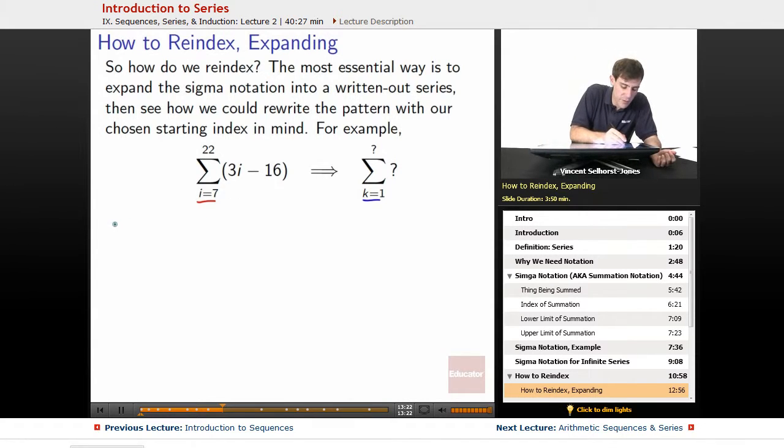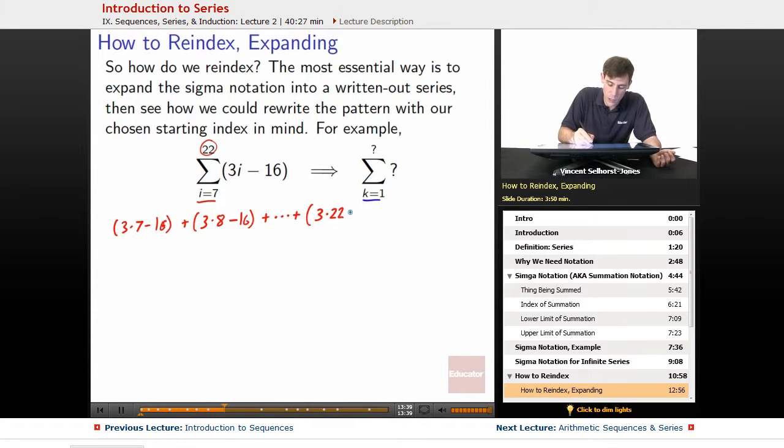So if it's i equals 7 first, then we'd have 3 times 7 minus 16. Next thing would be plus 3 times one step up, 8, minus 16. Plus, it'll continue in this form, and 3 times our final upper limit, which is 22, so 3 times 22 minus 16. Great. So if we want, we could figure out how to write this sigma with just that in mind, but we can also simplify things first and see if we can find an easier pattern.